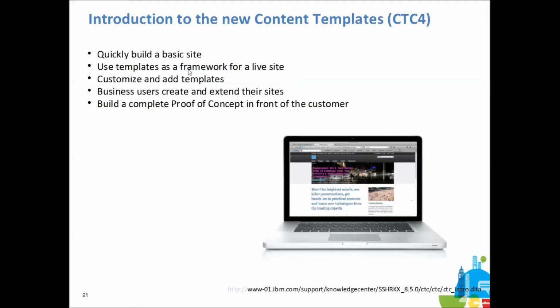By using the Content Template Catalog, you can easily build a website within minutes. You can create templates and you can use the template to build a website. You can also easily extend your website. You can build a complete proof of concept in front of a customer. CTC is freely downloadable from Lotus Greenhouse. CTC has a suite of pre-configured and pre-wired pages, components and portlets. Now I will show you how to create a website by using the Site Builder.